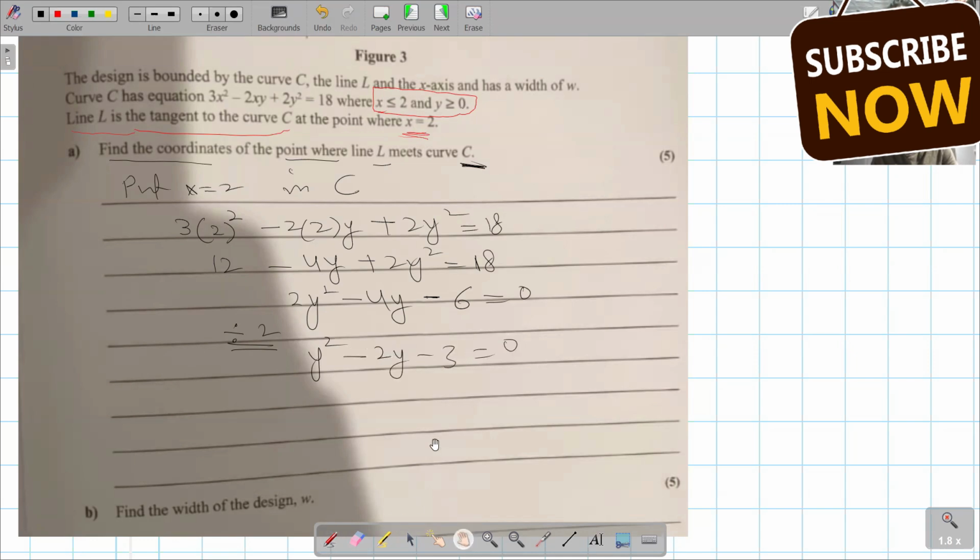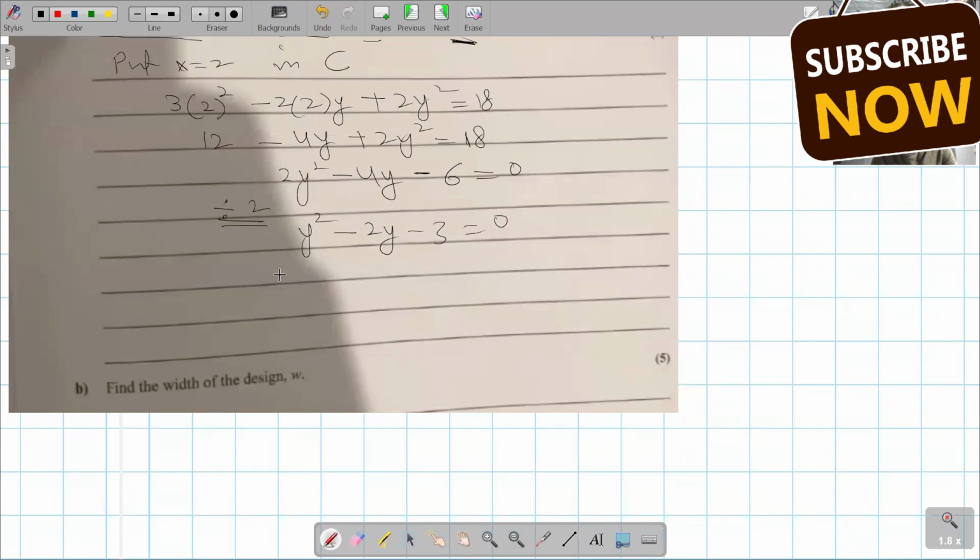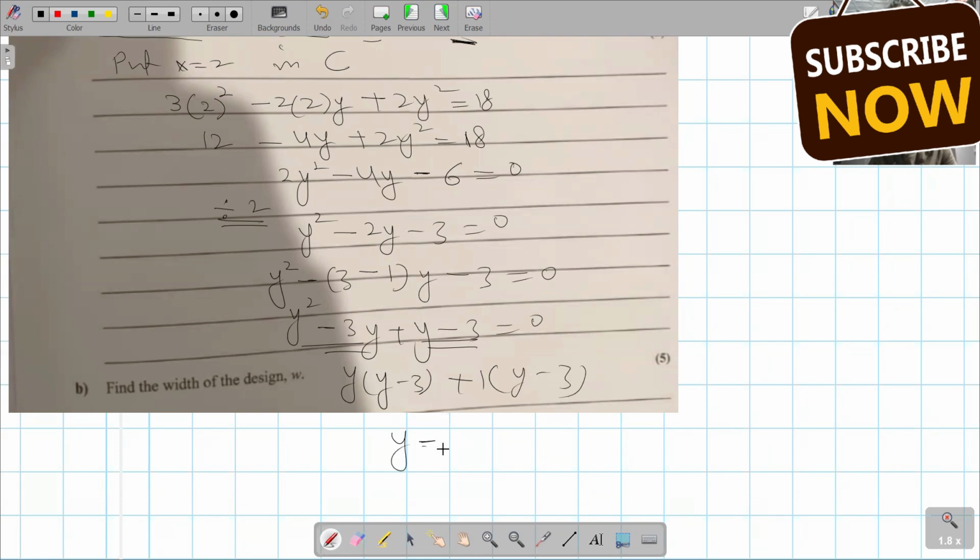So it can be factorized. You can simply use the middle term break. From the first two terms, y is common, leaving y minus 3. From the last two terms, 1 is common, leaving y minus 3. So one value of y is 3 and the other value is minus 1.